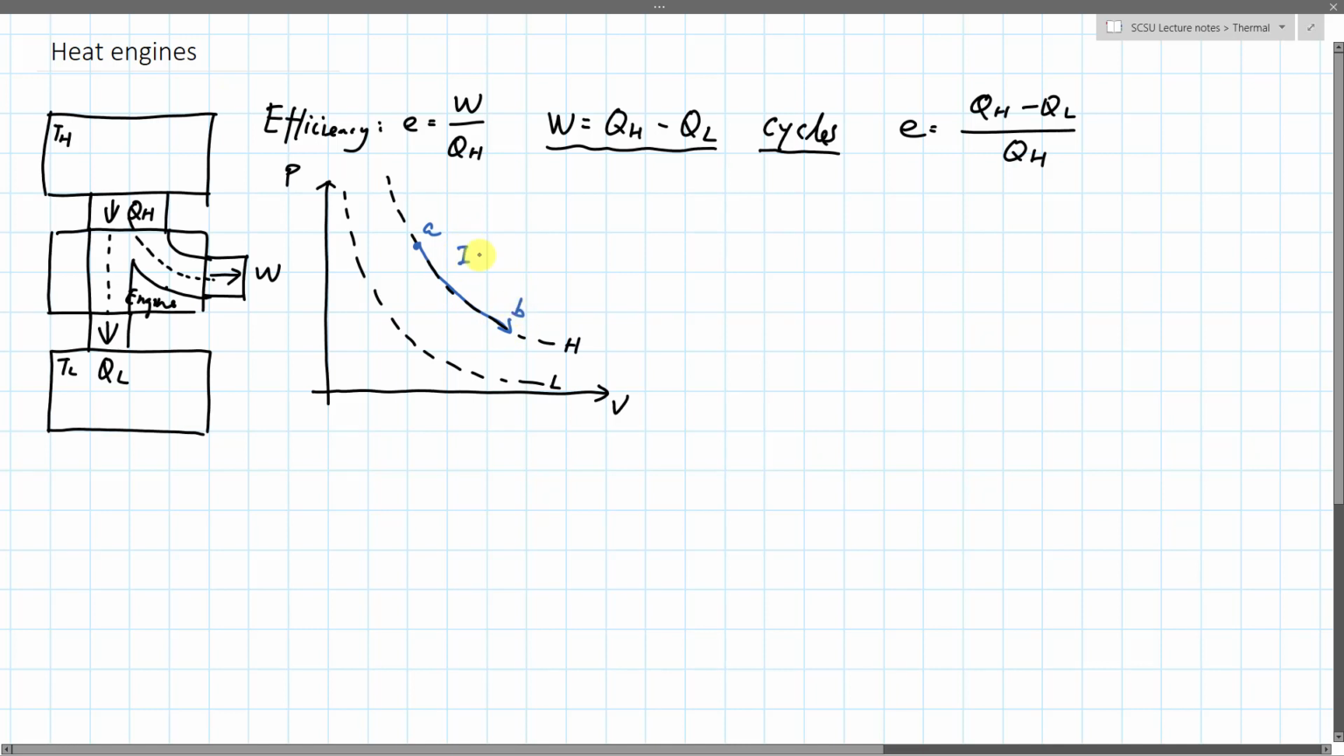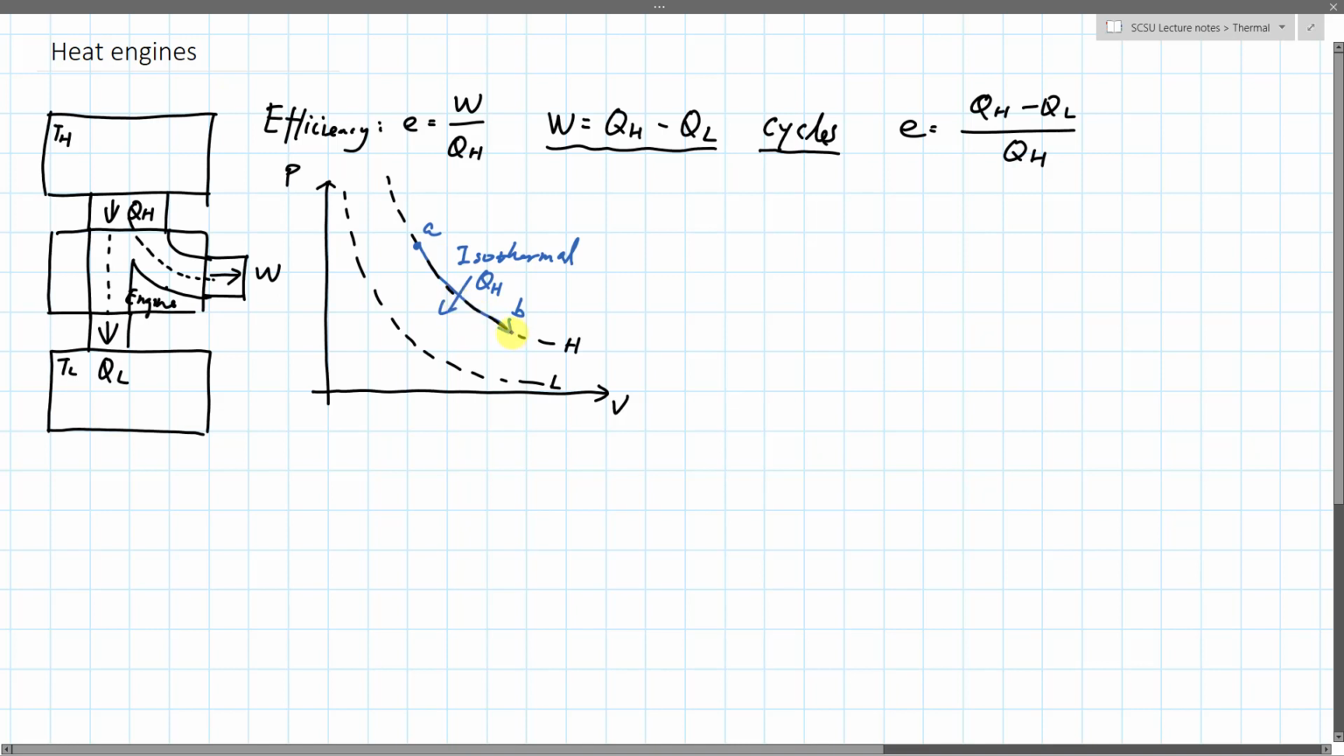So this is an isothermal process. In this isothermal process, because the temperature is constant, the internal energy doesn't change. So given that the gas expands and does work, increasing its volume, right? It does work. It has to absorb some heat to compensate for that work it did. So there's actually a Q high. It absorbs heat from the high temperature source.